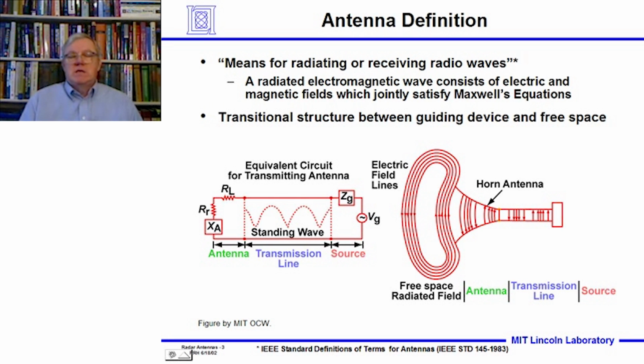Now, the antenna is the transitional structure between the device that guides energy out of the transmitter, which could be a cable or a waveguide, and free space. So the antenna is that device. And here we see a visualization of the electromagnetic waves in a very simple antenna, a horn antenna.